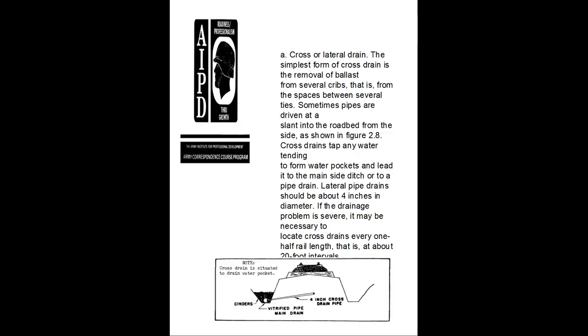2. Cross lateral drain. The simplest cross drain is formed by the removal of the ballast from several cribs, with pipes driven in the slanted roadbed to the side of the ditch. In Figure 2.8, the cross drain leads any water from the water pocket into the main side ditch through a pipe drain. Lateral pipe drains shown should be at least 4 inches in diameter. If the drain problem is severe, it may be necessary to locate cross drains at every one and a half rail lengths, that is, about 20 foot intervals.